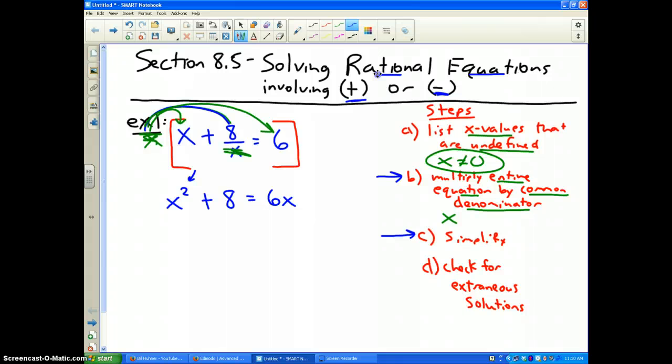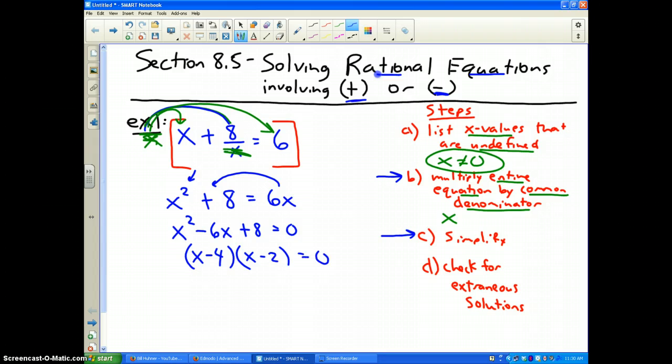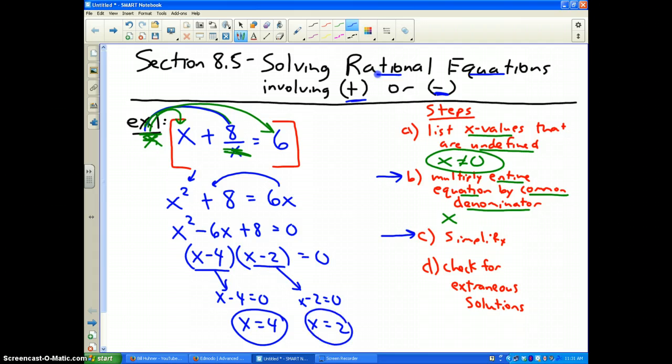Well, it's a quadratic. That means I got to make it equal to 0, so I'm going to minus 6x and bring it over here. X squared minus 6x plus 8 equals 0. Now I'm going to factor it, which we all know how to do. This would be x minus 4 and x minus 2 equals 0. And then I solve this piece, set it equal to 0, and x equals 4. And this piece right here, x minus 2 equals 0, and I solve, and I get x equals 2.